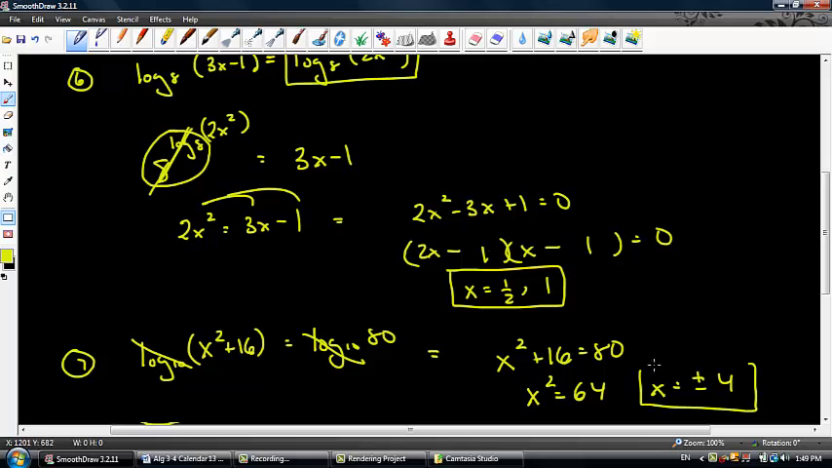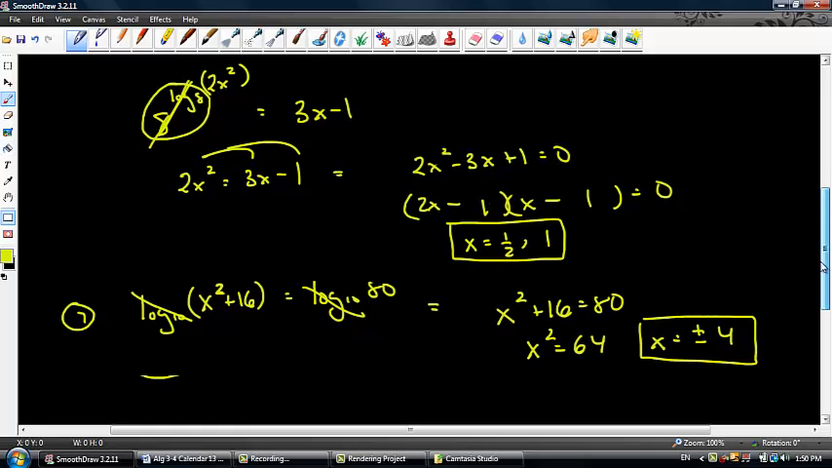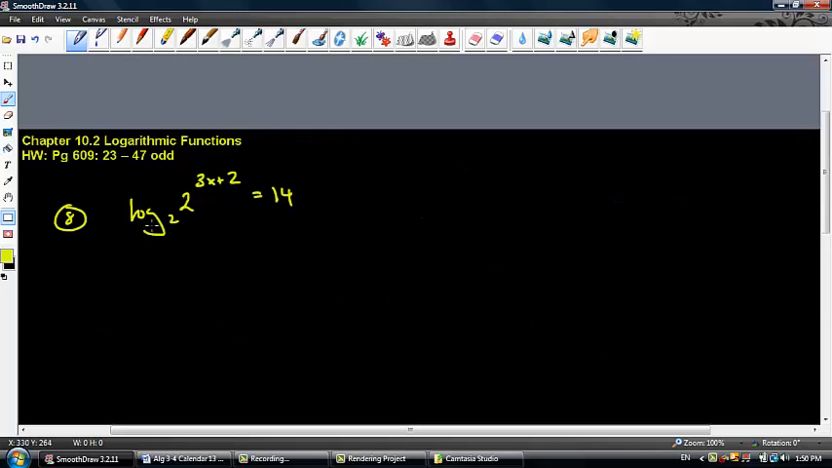Now, I have to check because I have x's as part of my answer, so I need to make sure that I'm keeping within my domain, that whatever is the result of this is going to be greater than 0. Well, if I plug 4 in, yes, that's going to be greater than 0. If I plug in negative 4, well, it's going to get squared anyway, so it's going to become positive. So I think I'm going to end up with something greater than 0. In fact, I know I am. So I think both answers check out. And again, I know they do. It's number 8 right here.